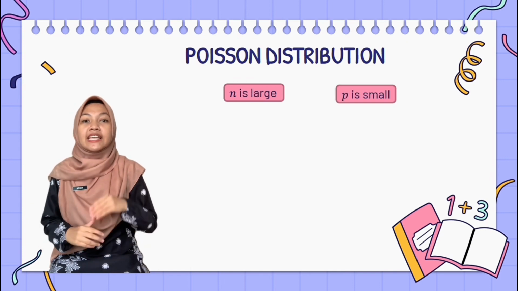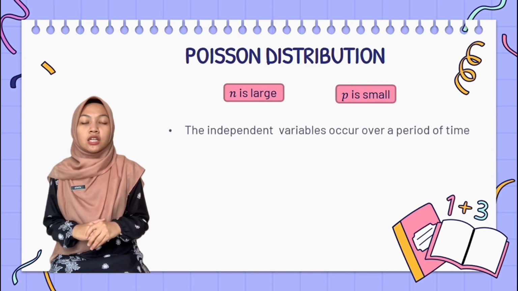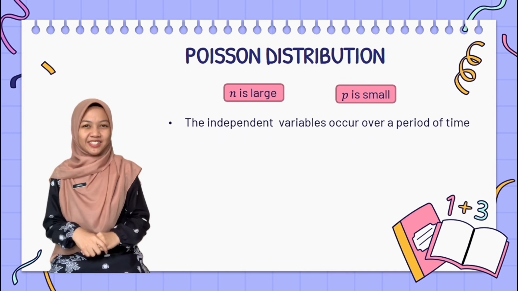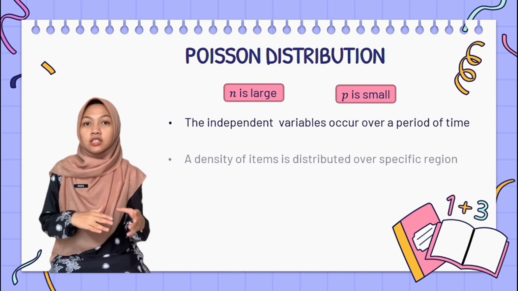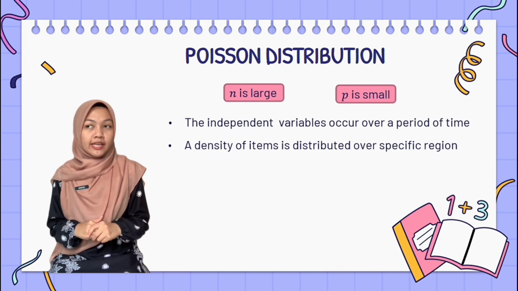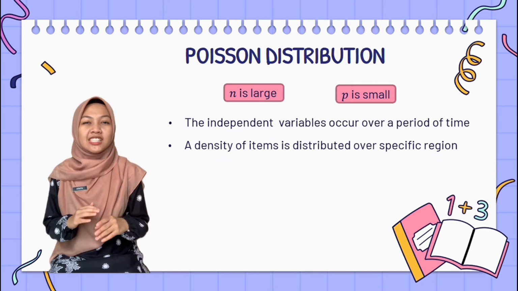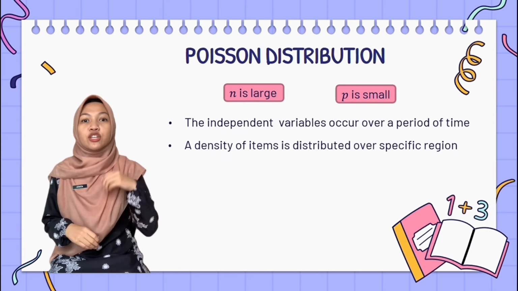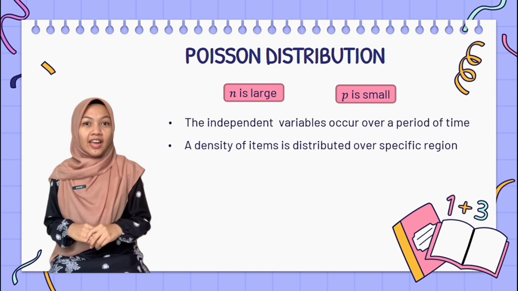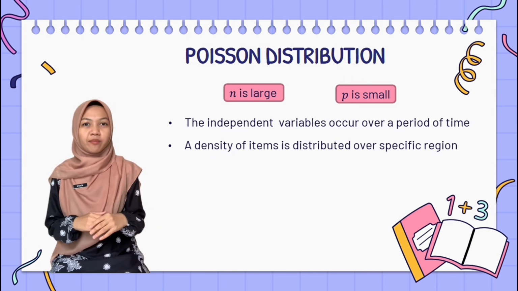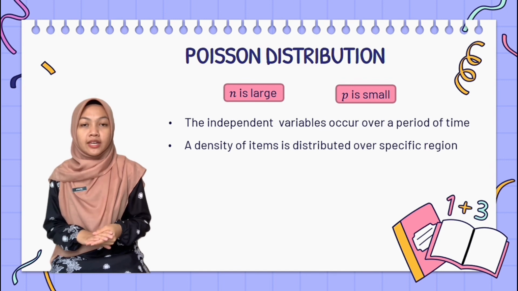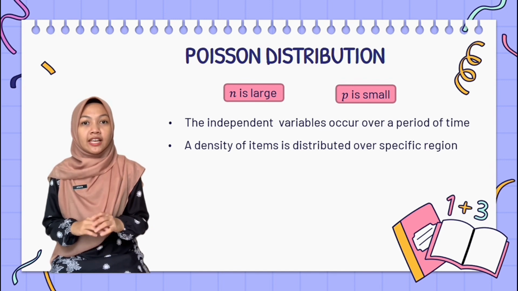Okay, when the independent events occur over a period of time, that is called Poisson distribution. Poisson distribution can be used when a density of items is distributed over a specific region, like unit of time, volume, area, and or distance. For example, we might be counting the number of car accidents in a day.